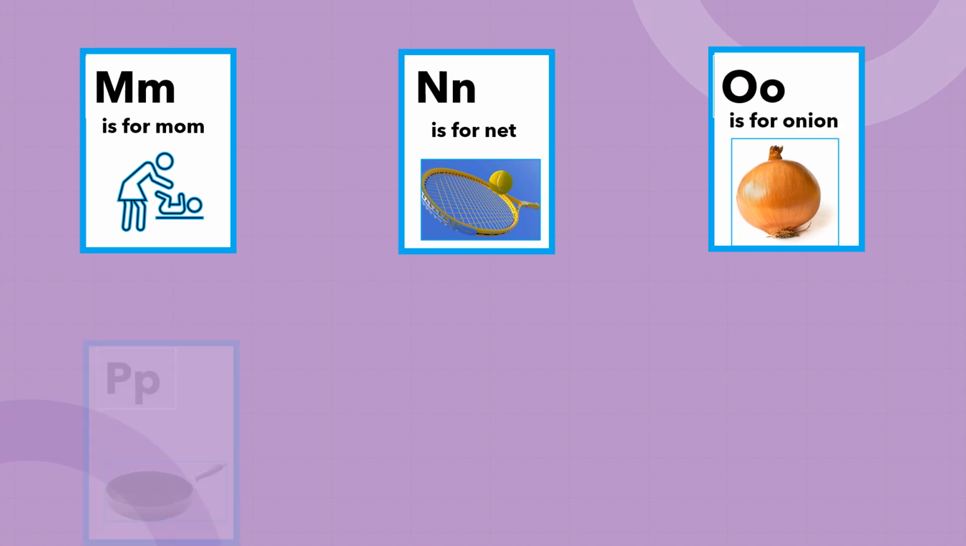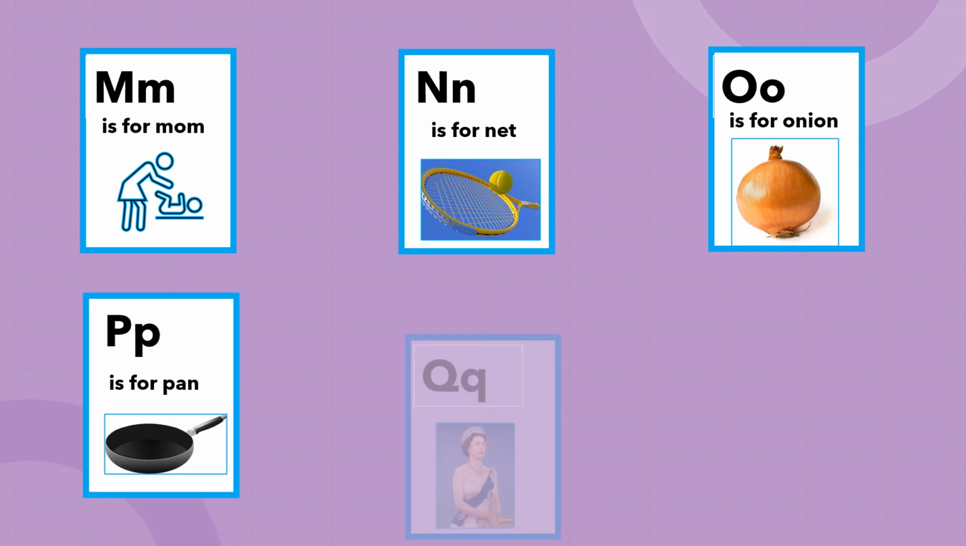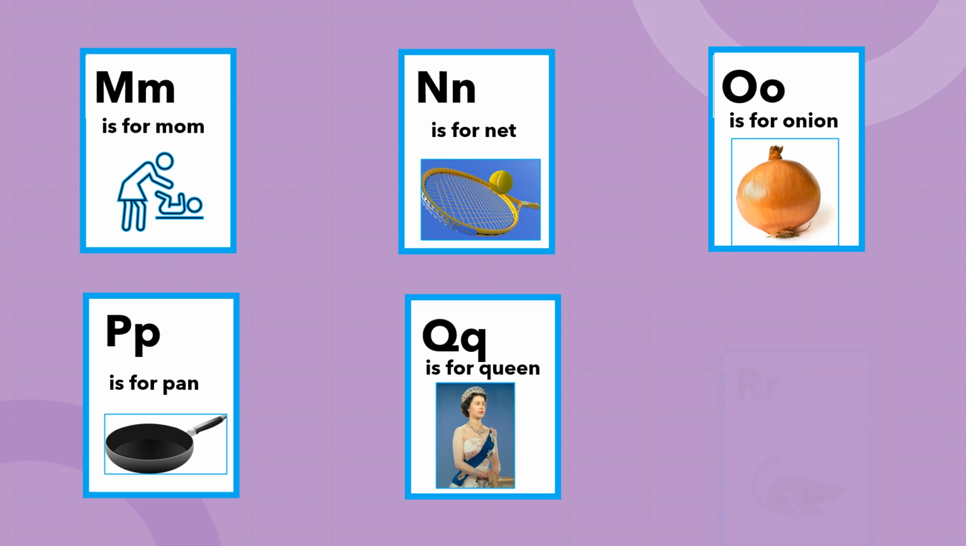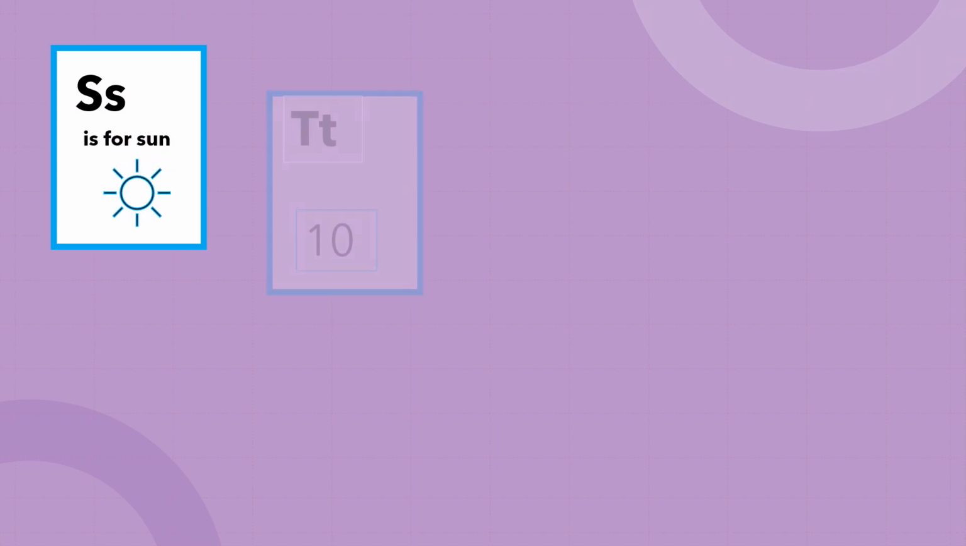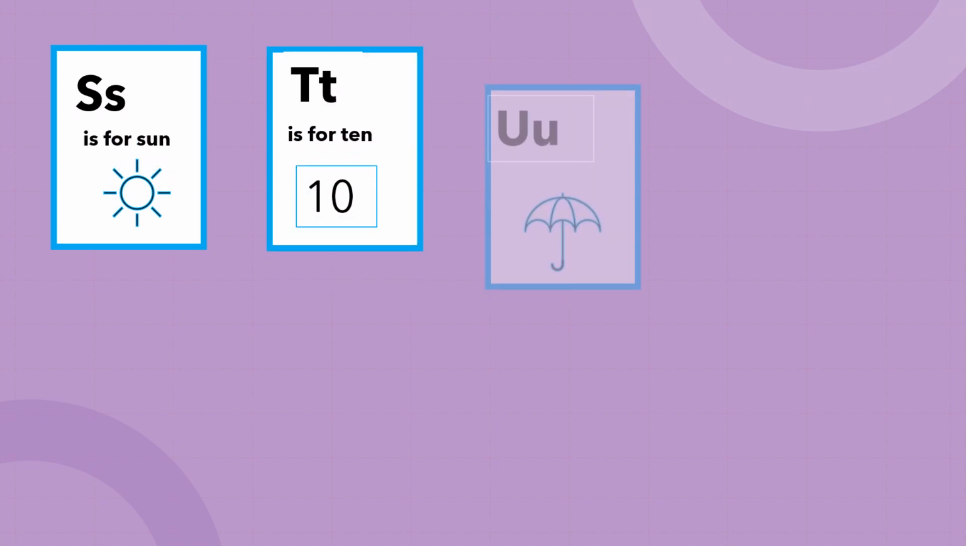O. O is for onion. P. P is for pan. Q. Q is for queen. R. R is for rat. S. S is for sun. T. T is for ten.